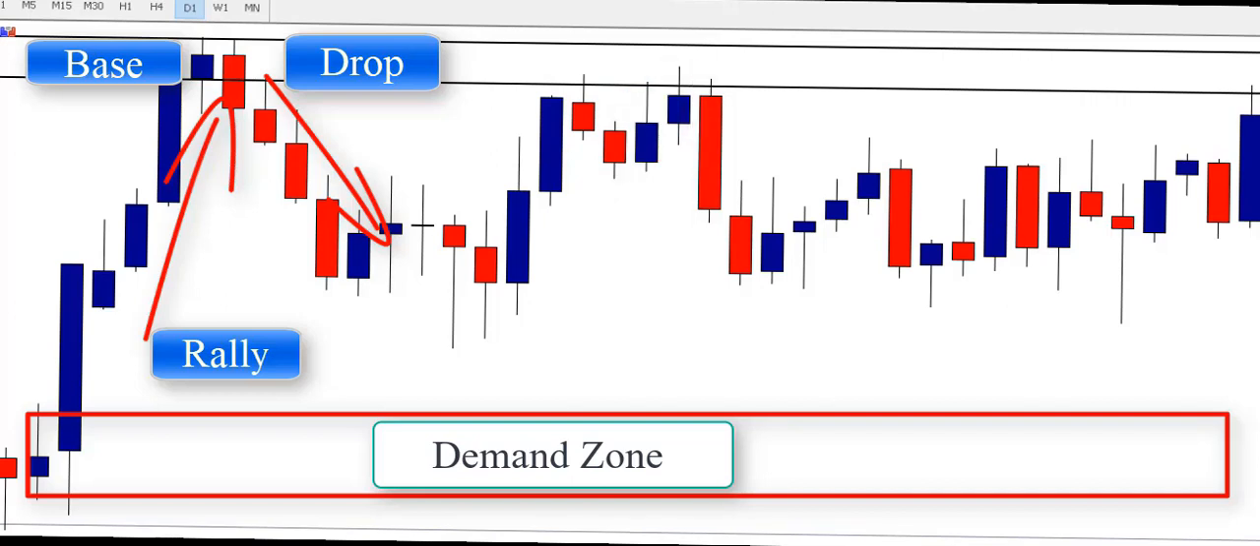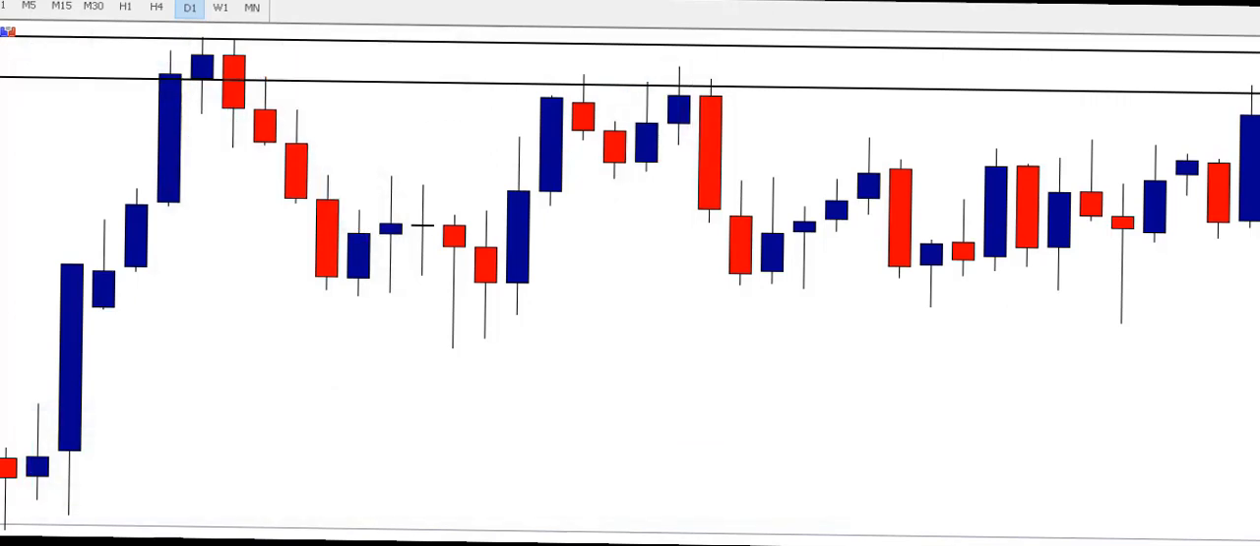You know, if you check out your charts, you will find a lot of examples of rally-base-drop supply zones or drop-base-rally demand zones or rally-base-rally or drop-base-drop zones. I highly recommend you open your charts and try to find these patterns, because this exercise will help you better train your eyes on identifying these patterns more easily.